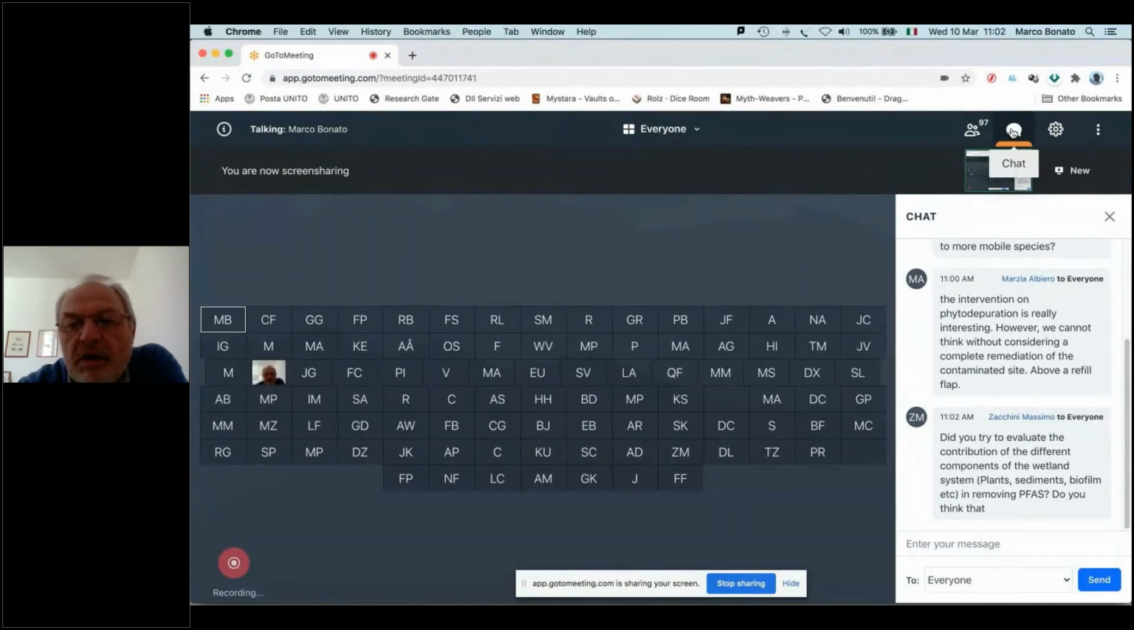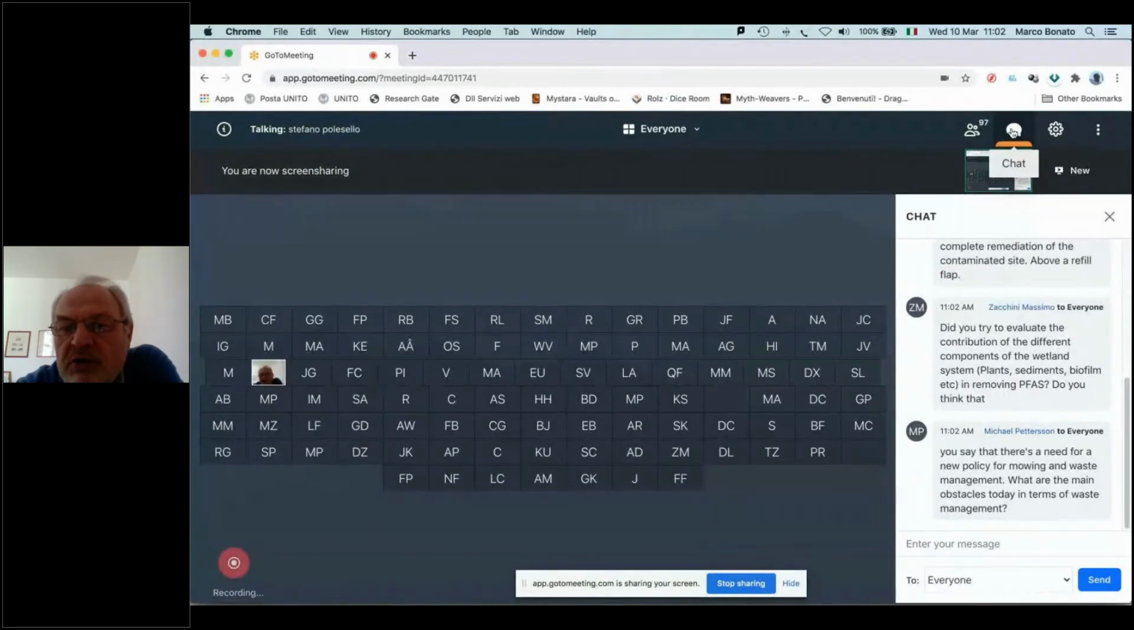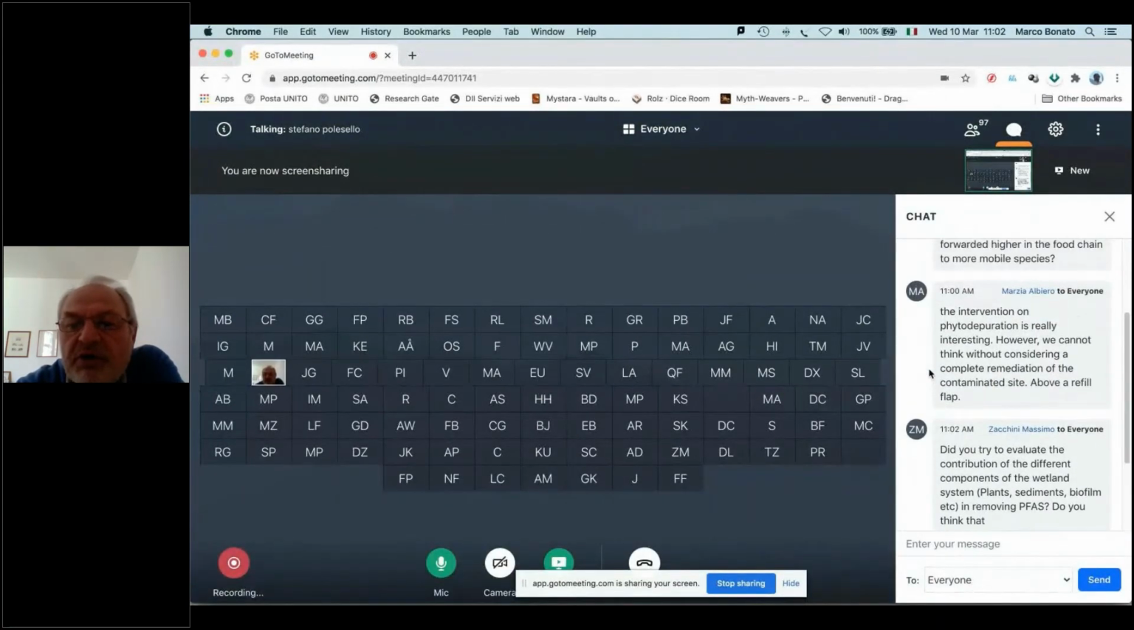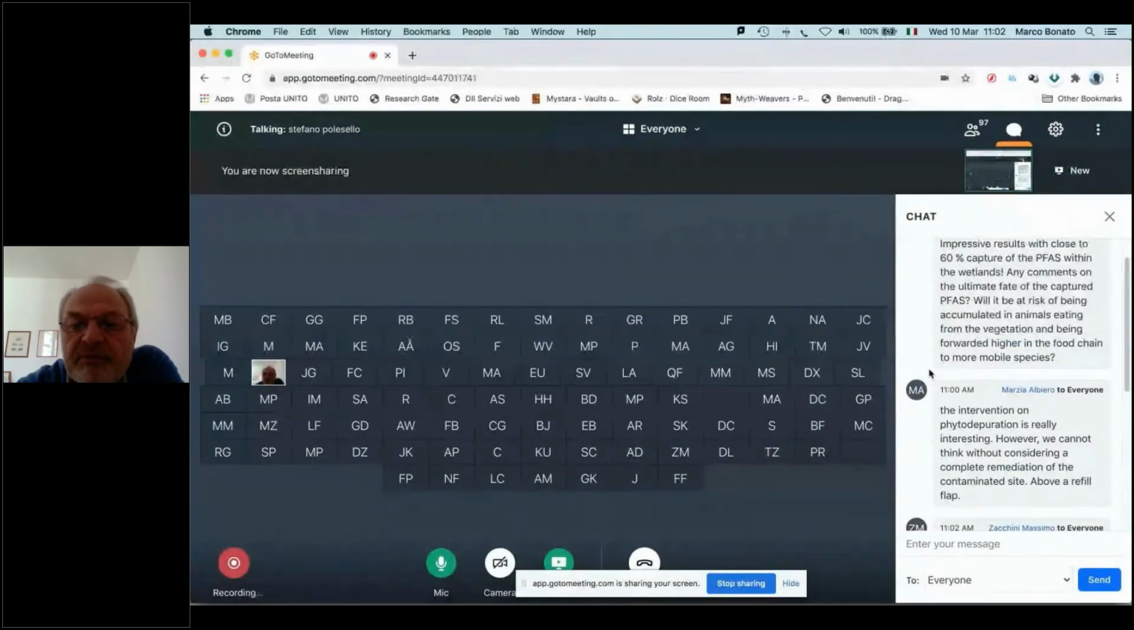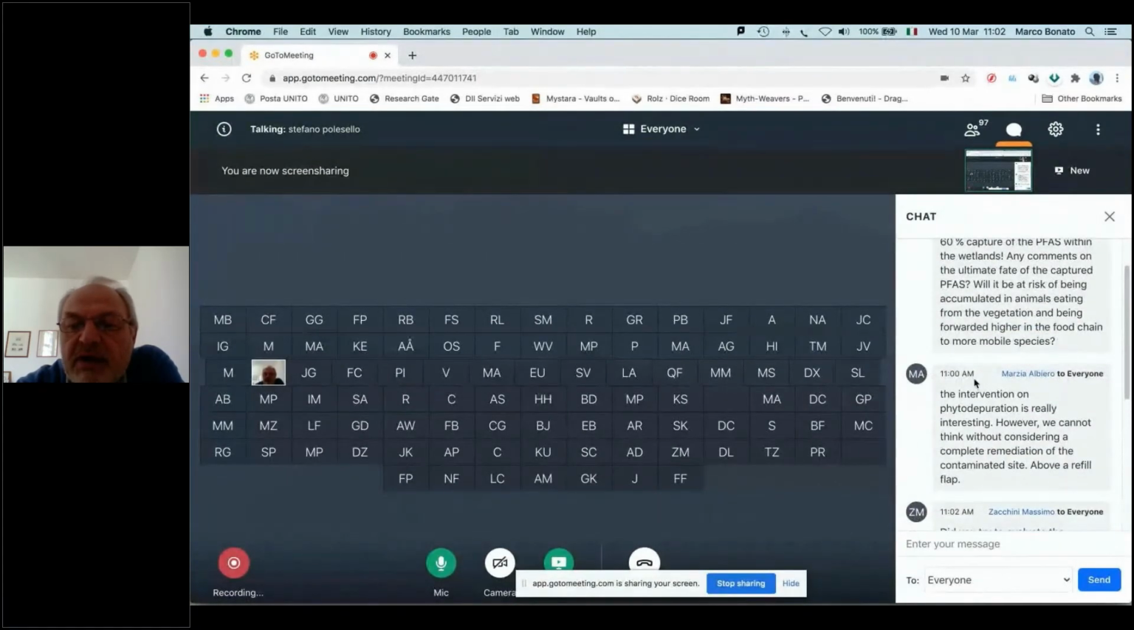Okay, I have a comment or question by Maximilian Lutke. Impressive result with close to 60% of capture of the PFAS within the wetland. Any comments on the ultimate fate of the captured PFAS? Will it be at risk of being accumulated in animals eating from the vegetation and being forwarded higher in the food chain to more mobile species?